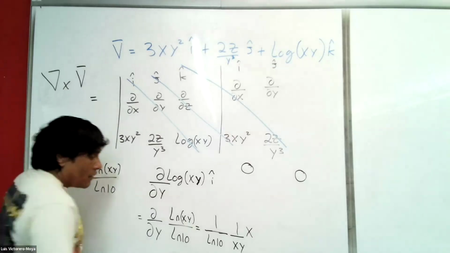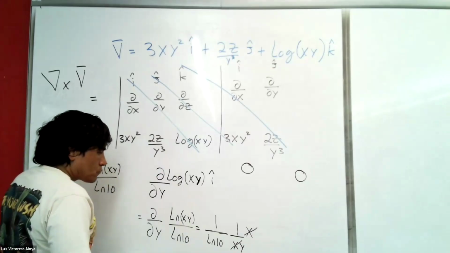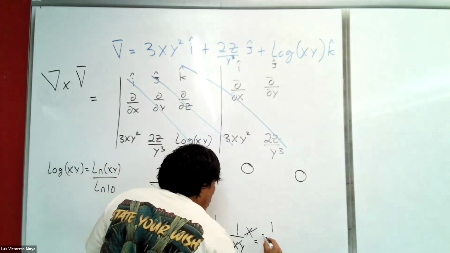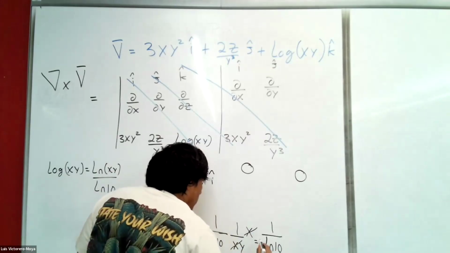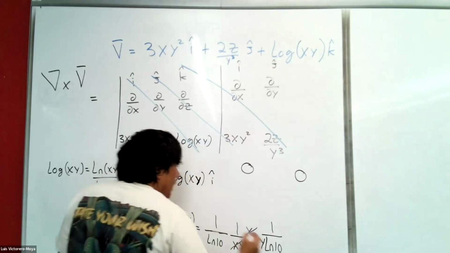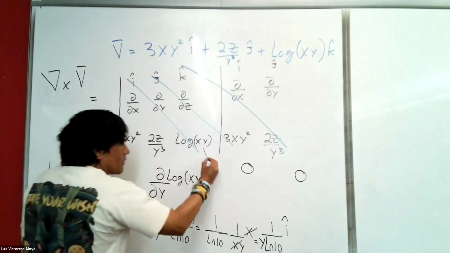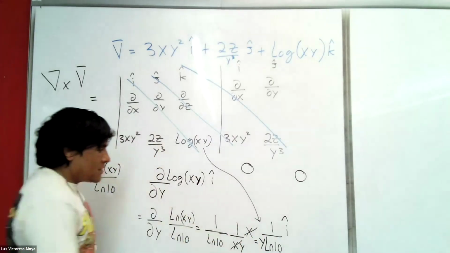Nice, right? A bit more work. X cancels, so it will just be 1 over natural log of 10 multiplied by y in the I direction. That's all it is. Be careful.